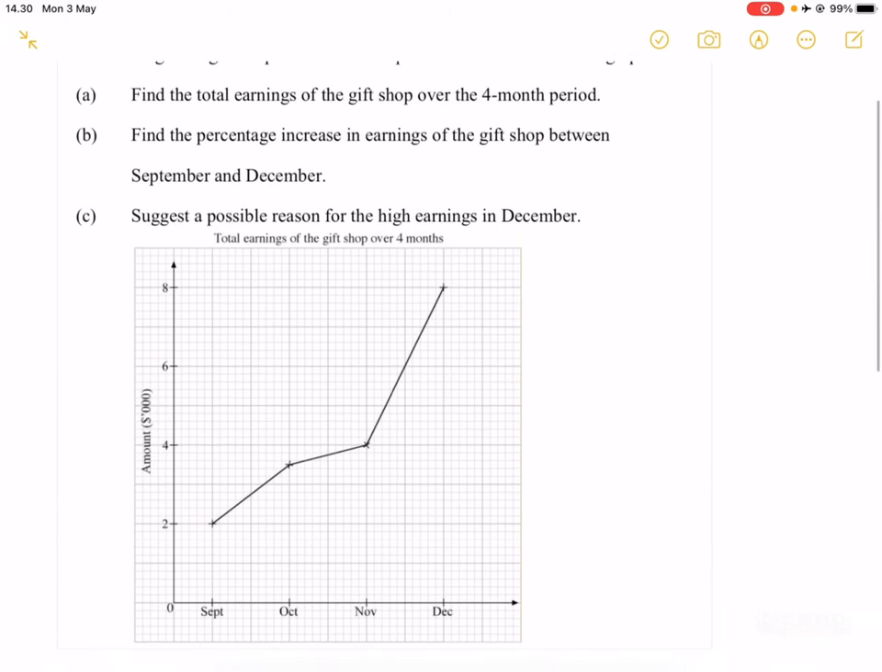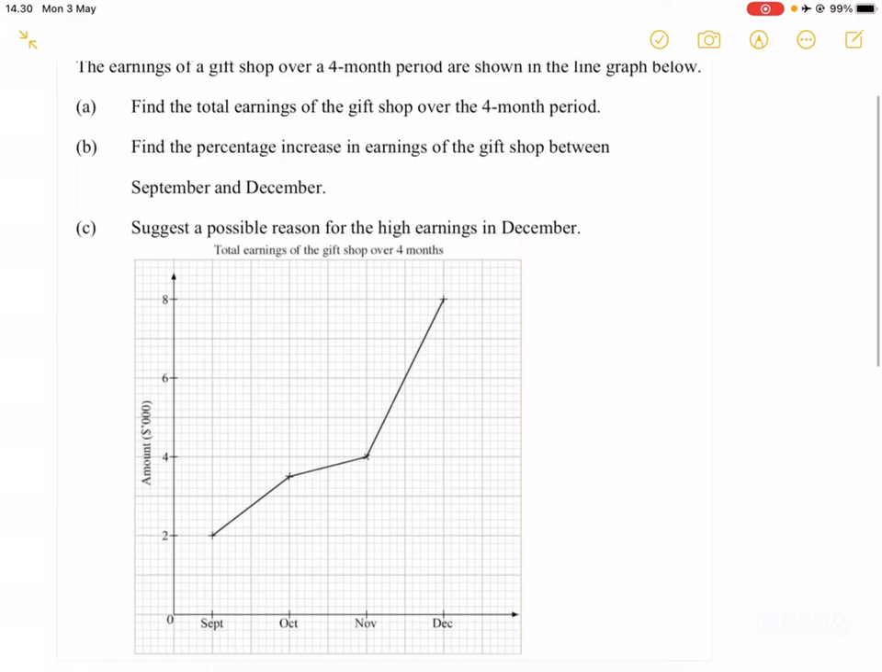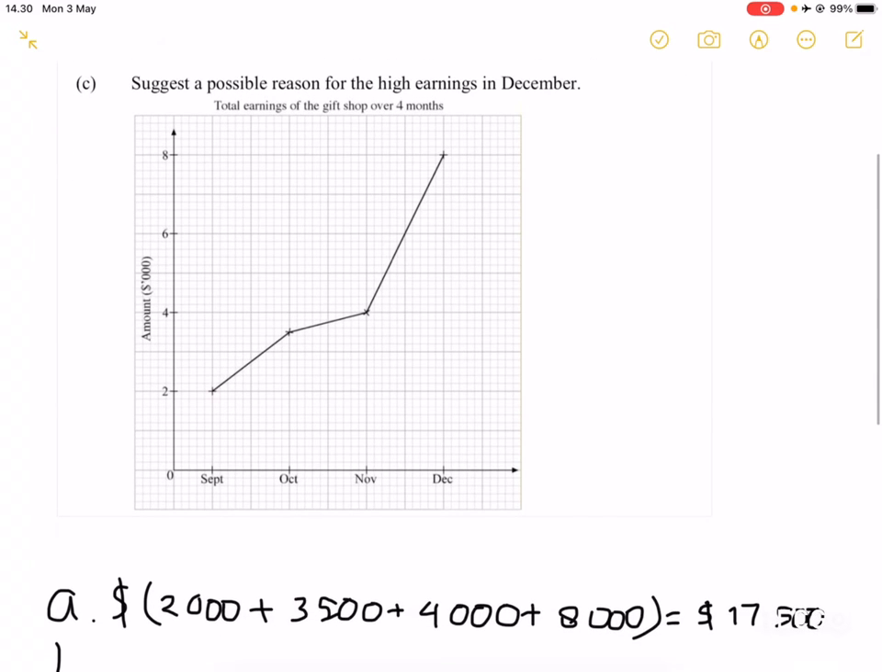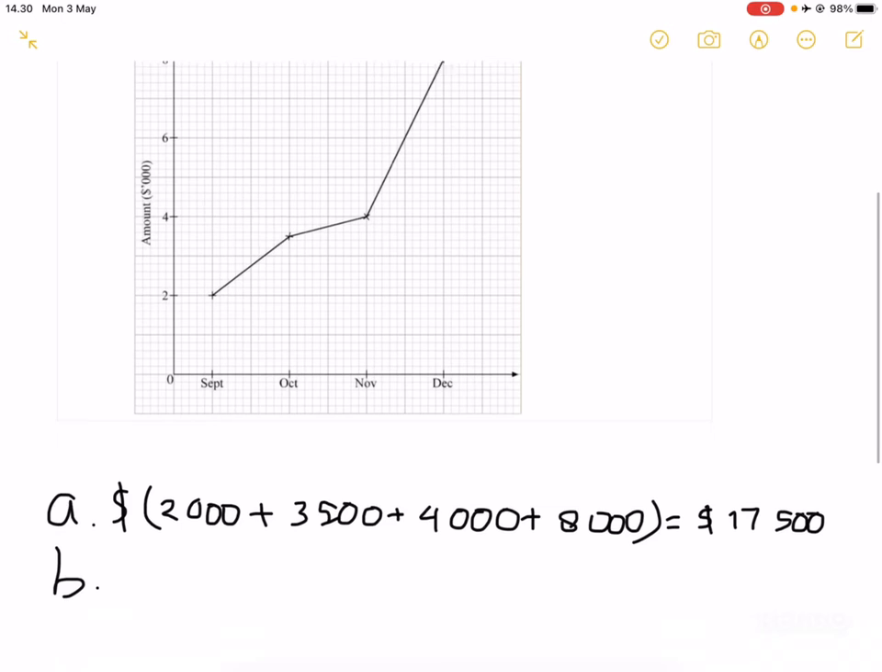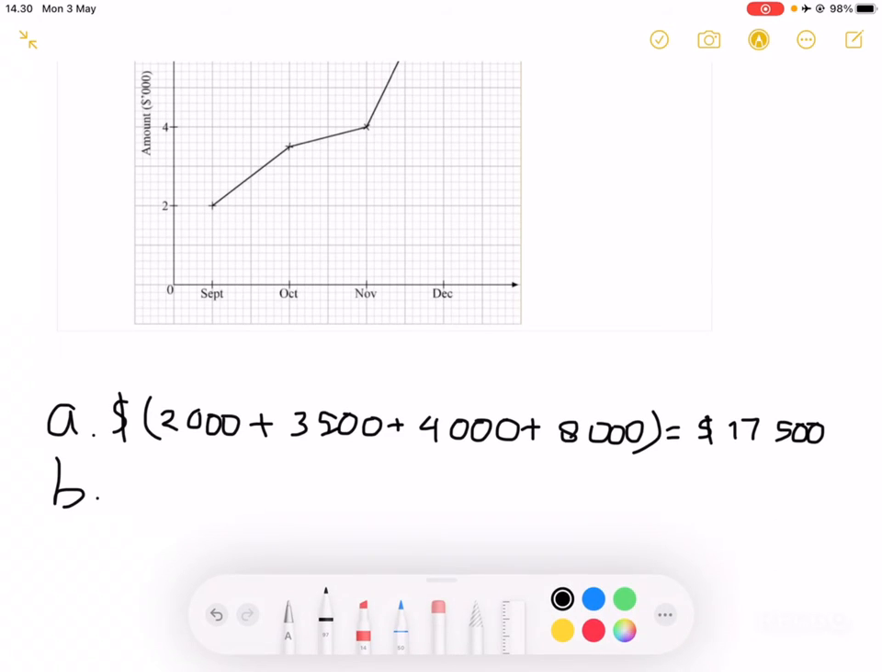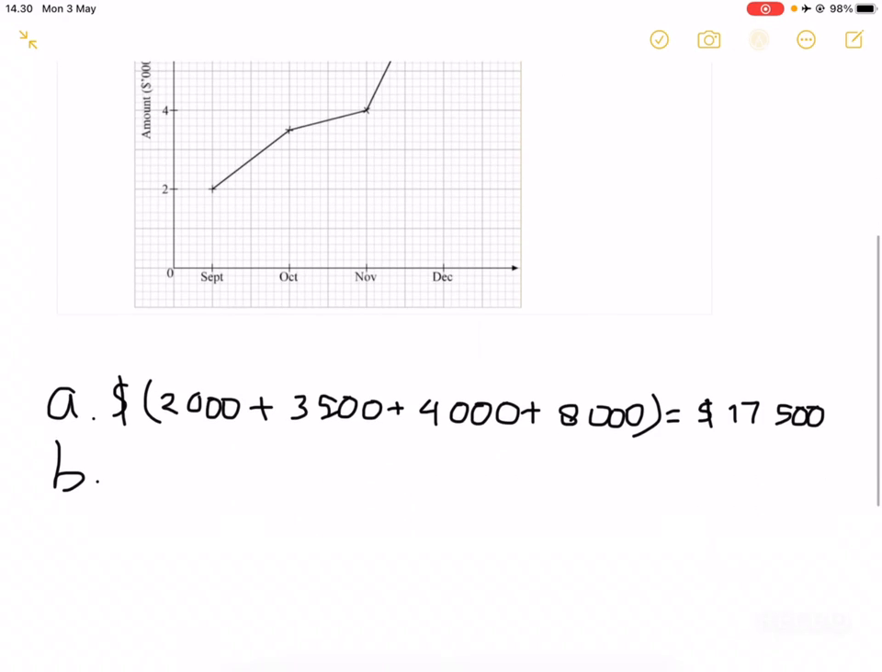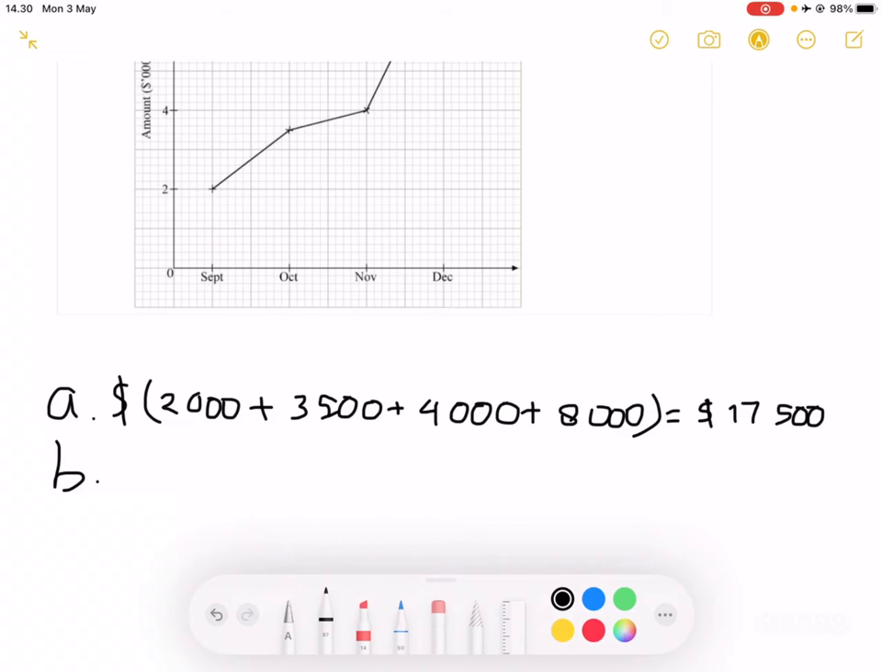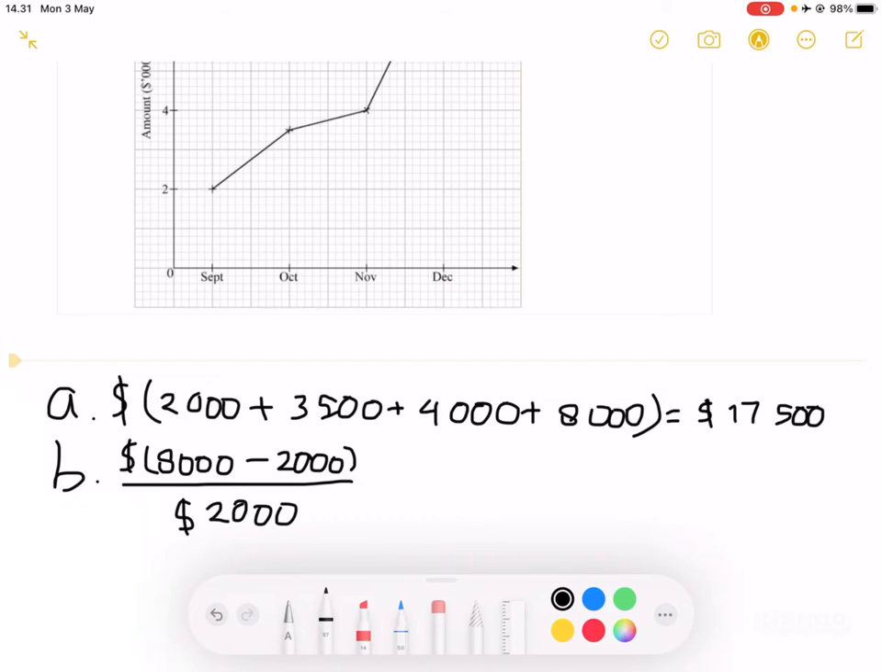Which is pretty high. And for part B, we need to find the percentage increase in earnings from September to December. Now the formula for the percentage increase is the amount of increase over the original value. So the amount of increase will be $8,000 minus $2,000 over the original value, which will be 2,000, multiplied by 100%, which will leave us an increase of 300%.